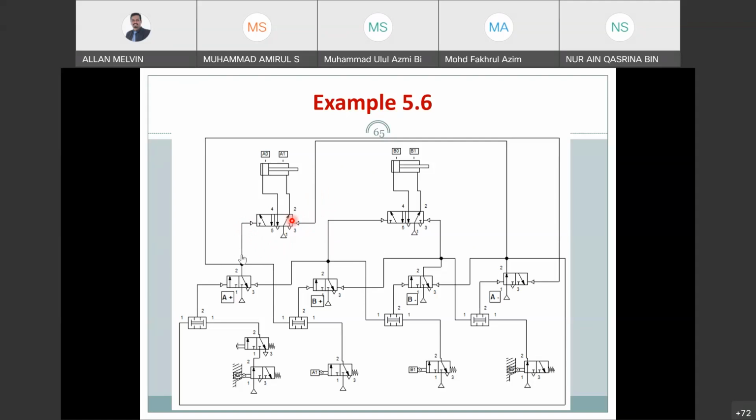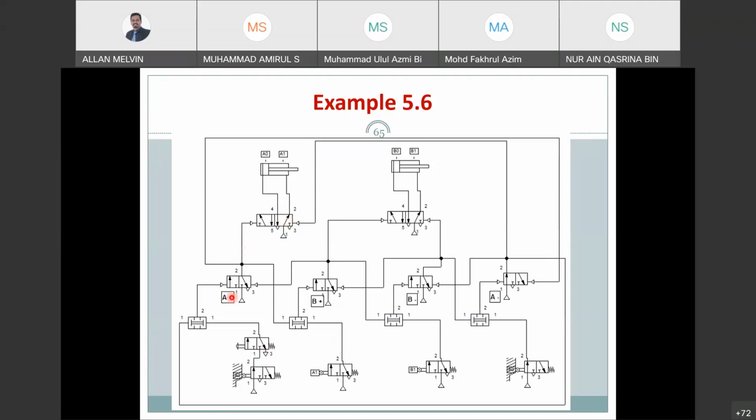Okay, so the next question: what will happen if you connect the push button to the second sequence B plus instead of the first sequence A plus? So A plus has a push button here. What will happen if you put this push button at number 2, at B plus? So you change it to this side. What will happen? You can activate the cylinder on the right.